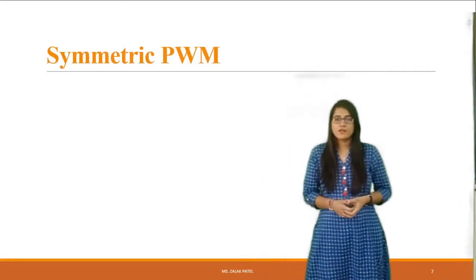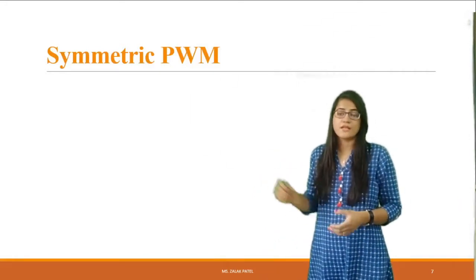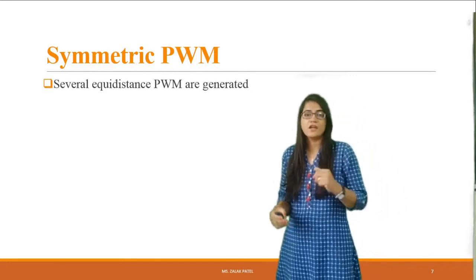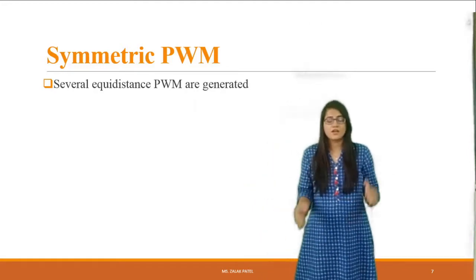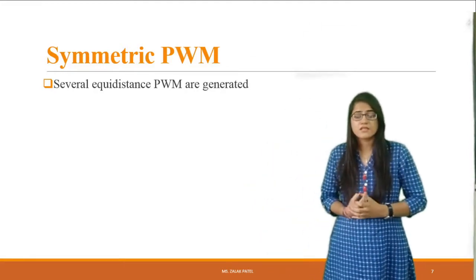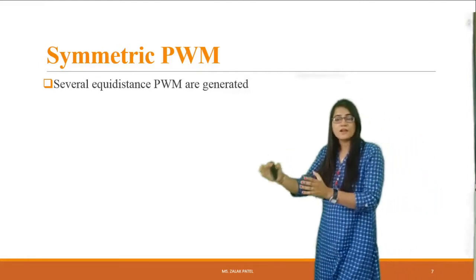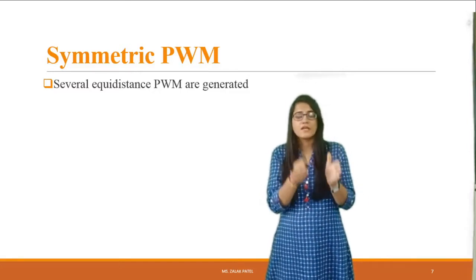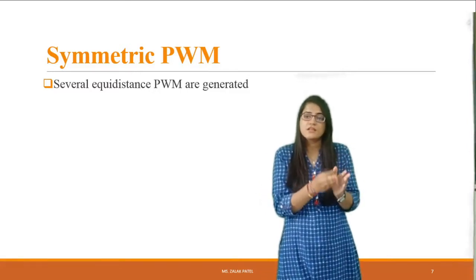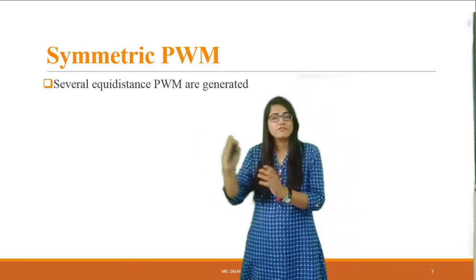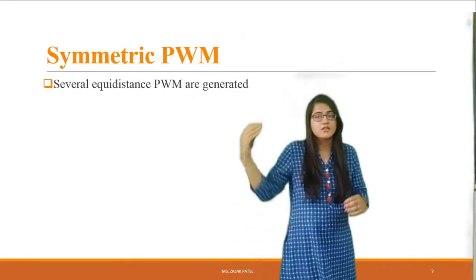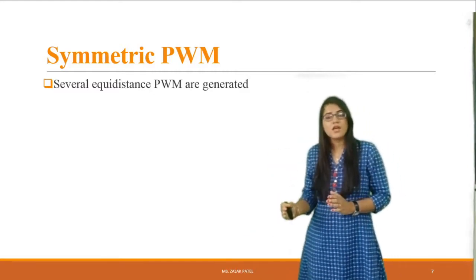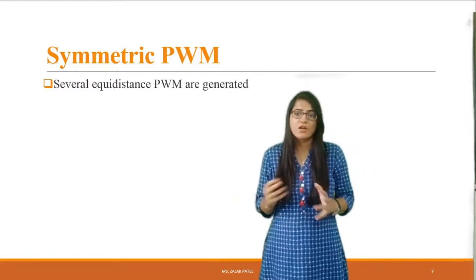Now let's take the second case of pulse width modulation, that is symmetric pulse width modulation. For symmetric pulse width modulation, several pulses are generated. But which type of pulses are generated? Each pulse is at an equal distance. If we talk about the positive half, each signal will be separated by f, then 2 times f, and then 3 times f. In the same way, in the negative half, these pulses are separated by f, 3 times f, and 5 times f, meaning as a multiple of a frequency.